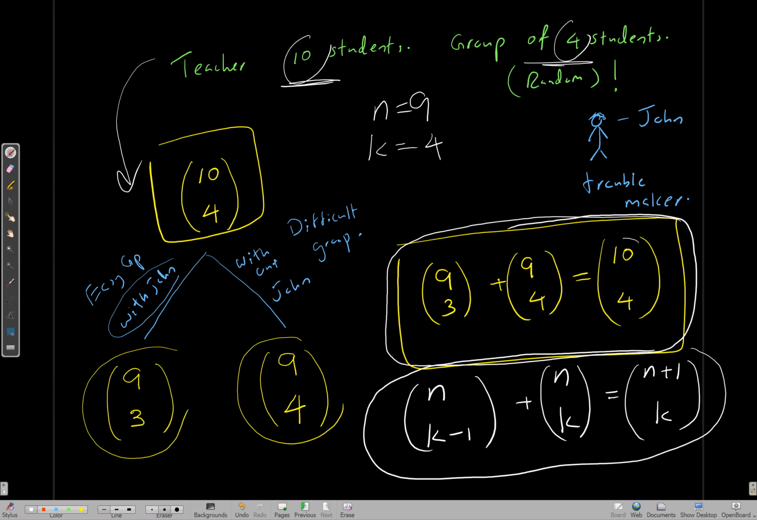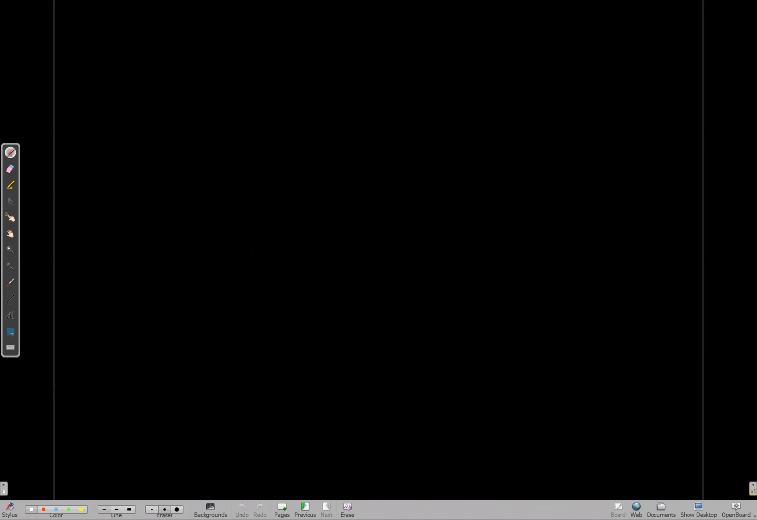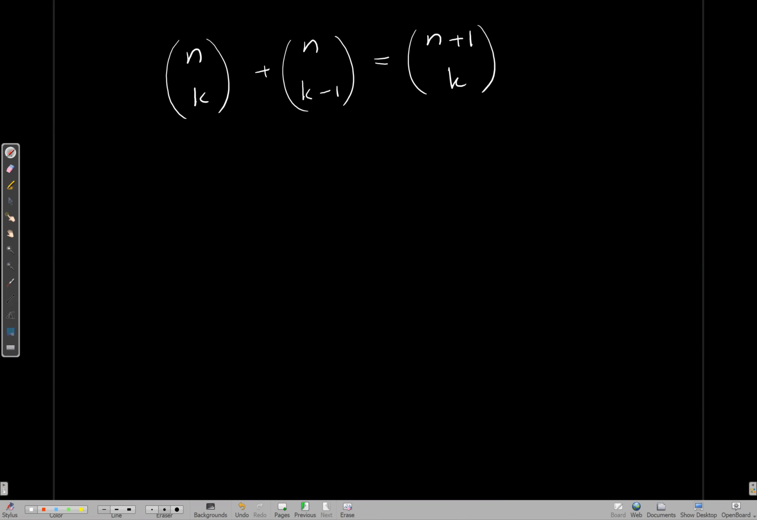Okay, now let's try to prove this. This is known as Pascal's rule or Pascal's identity. Now let's prove this using algebra. Even though we can prove it using algebra easily, the example I gave you is pretty nice to understand what's actually going on.